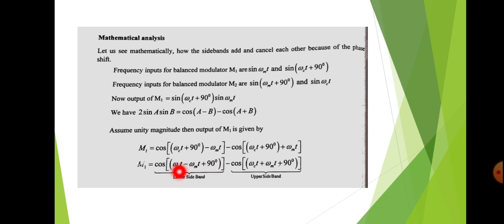You can see that this is a lower frequency because we are taking the difference. So this represents a lower sideband. Here the frequencies are added, so it represents an upper sideband. So at the output of M1, we will get a lower sideband and an upper sideband. Both are phase shifted by plus 90 degree.